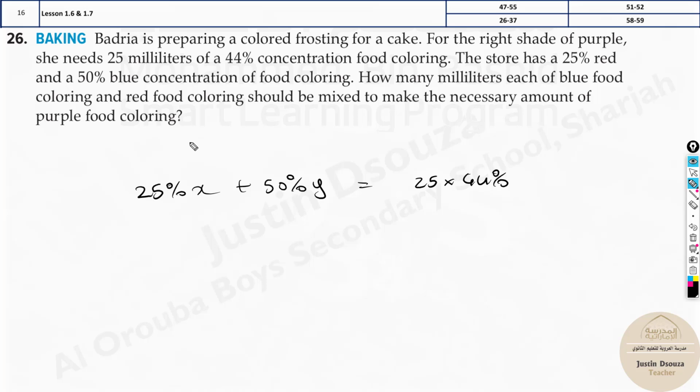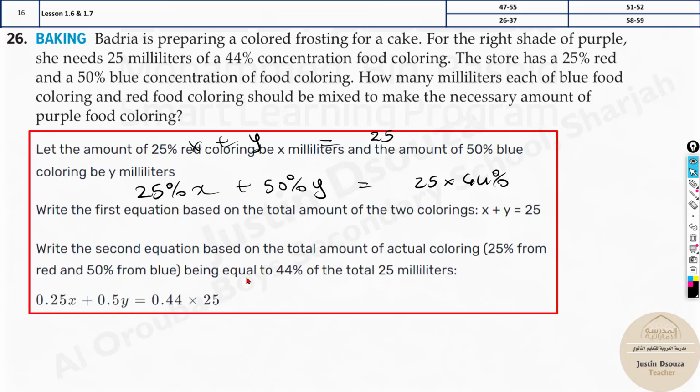But there is one more thing. When you add X plus Y, what must be the answer? You must get 25, right? They've clearly mentioned 25 milliliters. So these are the two equations. Let's quickly see them. X plus Y is 25, very easily mentioned, because when you add those both, this is what is required. But the other one is 0.25 X plus 0.50 Y, which will be 44% of 25. These are the two equations.